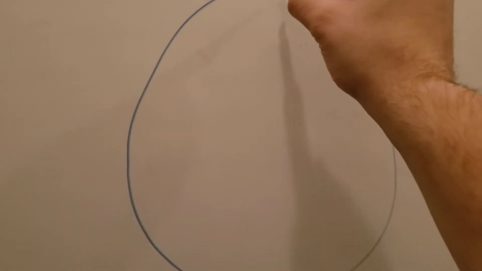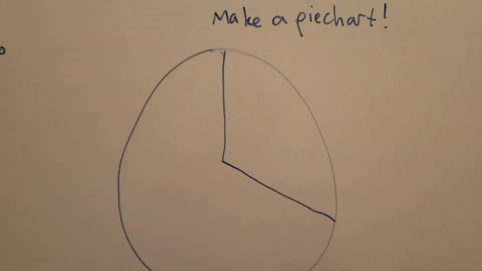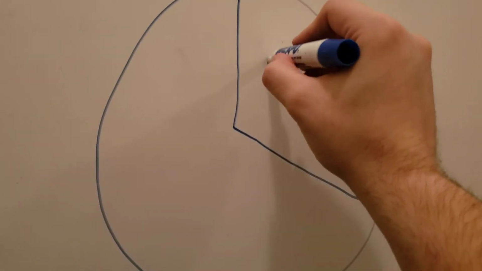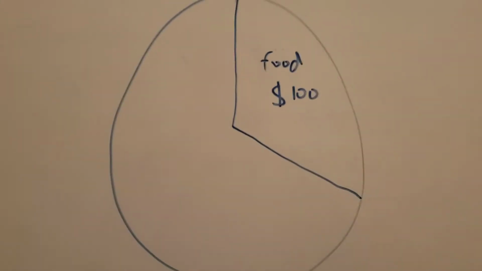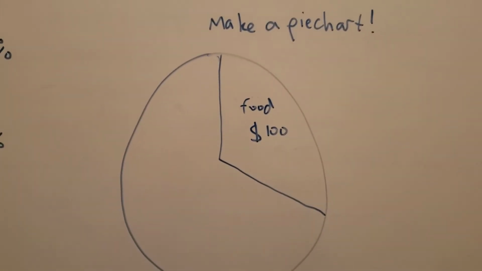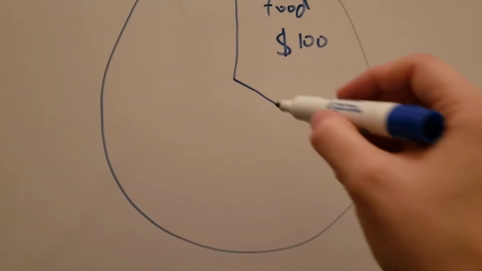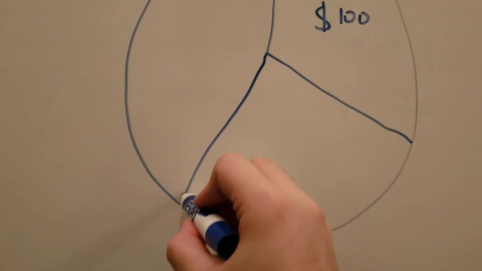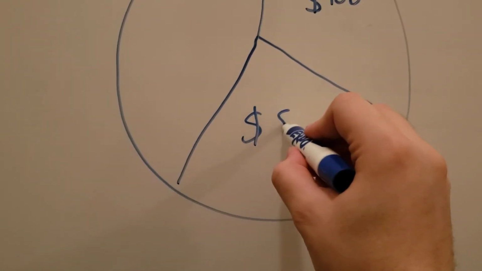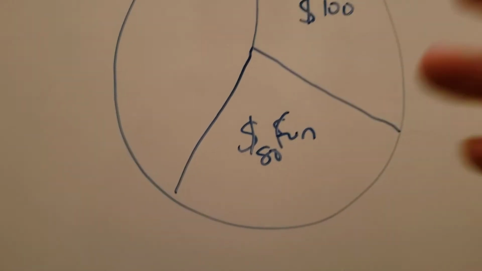So if we come down here to our circle we've made, you're going to want to make sure that our first little chunk here is about a third. That looks about like a third. So that's for food, and that's $100. Okay, the next big chunk is $80 for fun or entertainment. So that one's going to be almost as big, but not quite. So we're going to make that about here. So that's for fun. That's $80.